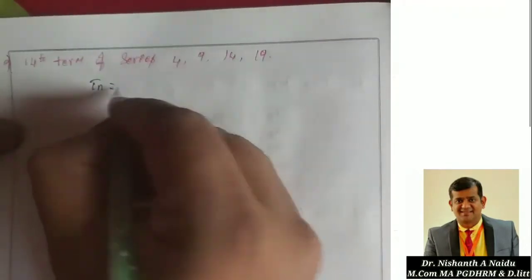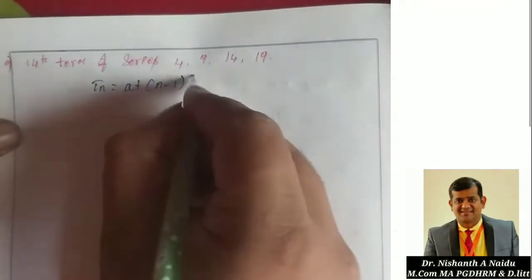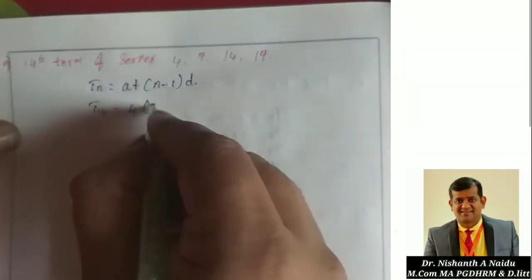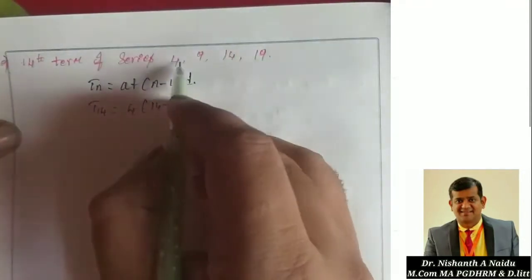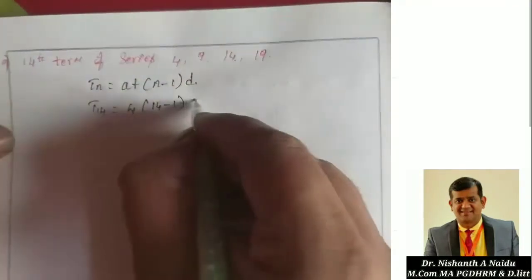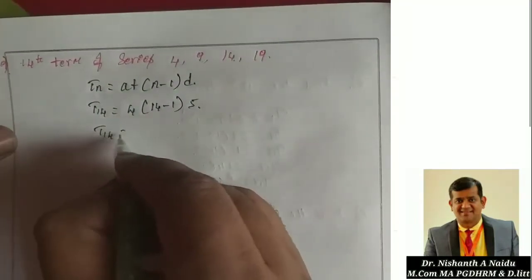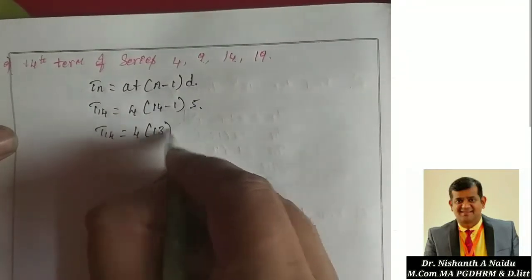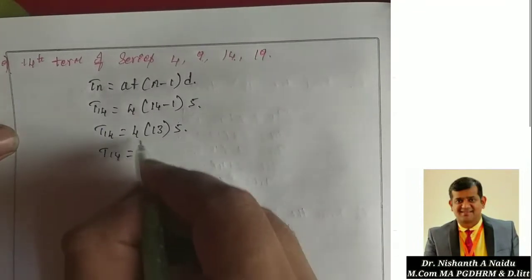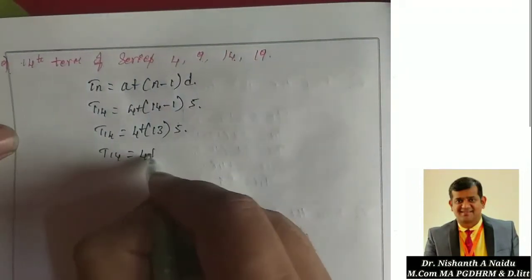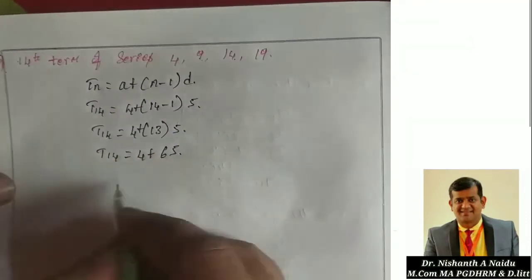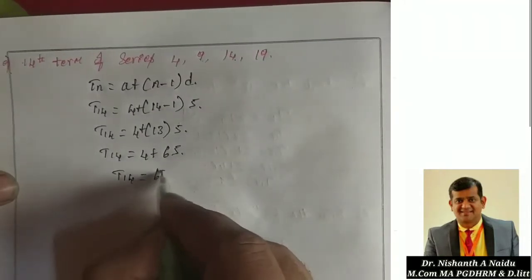So Tn equals a plus n minus 1 into d. So T14 equals 4 plus 14 minus 1 into common difference. 9 minus 4 is 5, 14 minus 9 is 5, 19 minus 14 is 5. So common difference is 5. So T14 equals 4 plus 13 into 5. 13 fives are 65. So T14 equals 69 is the answer.